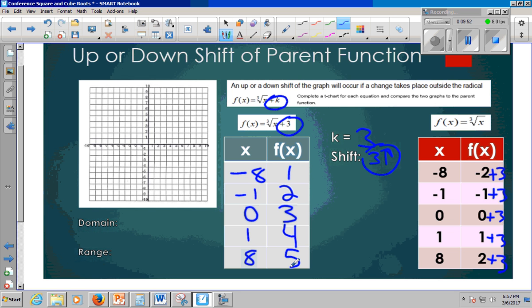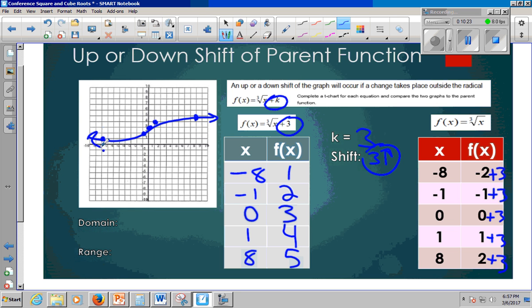All right. So let's go ahead and plot these points. -8, -1. -8, 1, -1, 2, 0, 3, 1, 4, and 8, 5. Alrighty, there we go. That's a shift 3 units up from the parent graph.